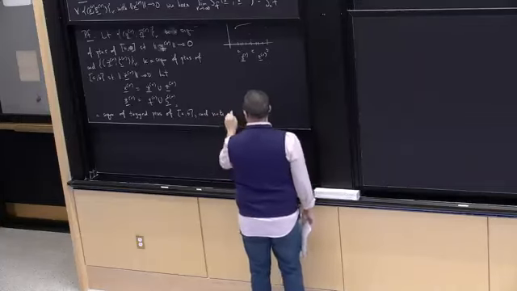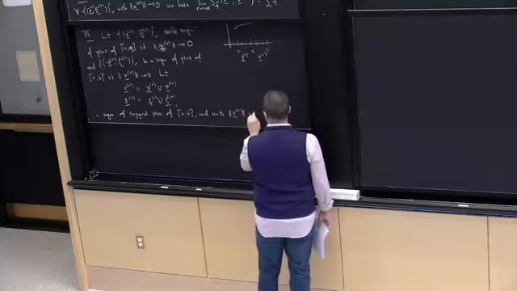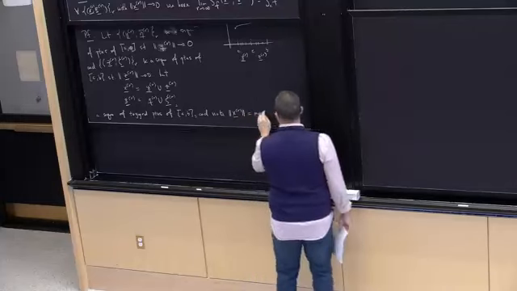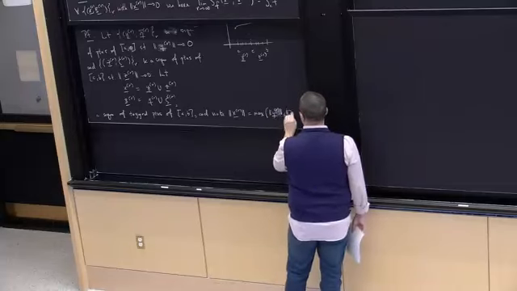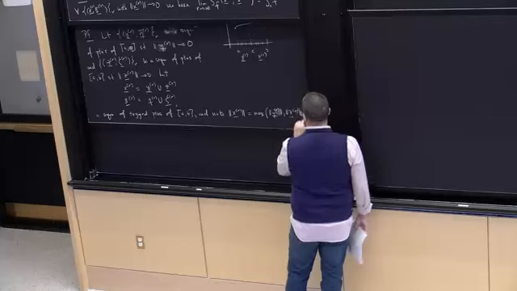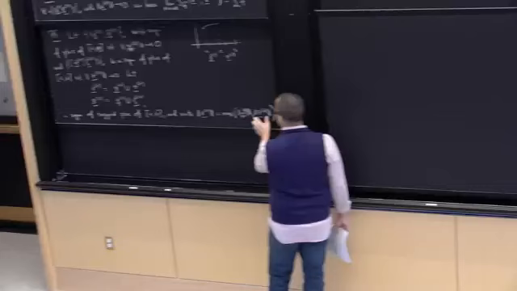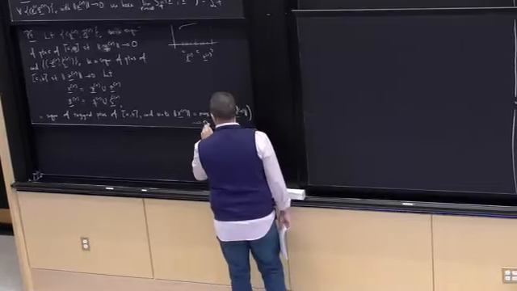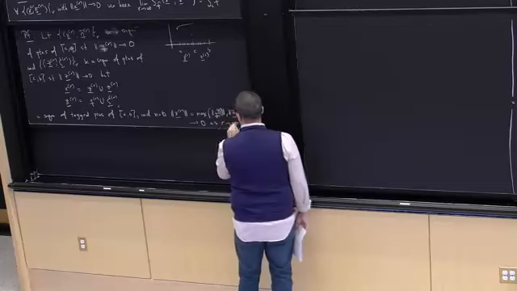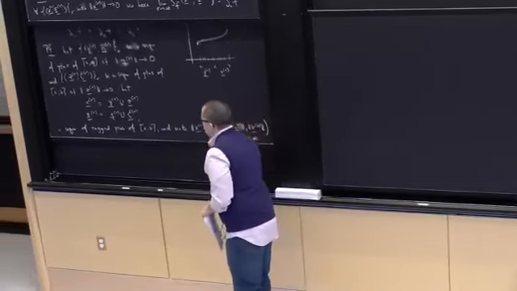And note that the norm of x sub r is equal to the maximum of the norm of y sub r and the norm of z sub r. And since both of these converge to 0, the maximum of them also converges to 0. Okay? So now we just put this all together.